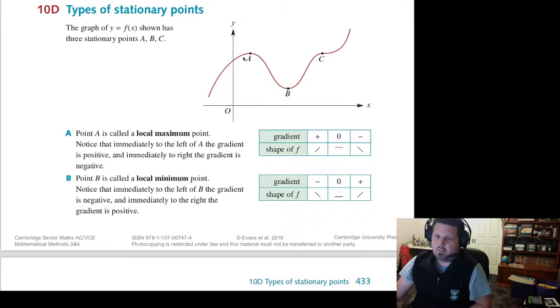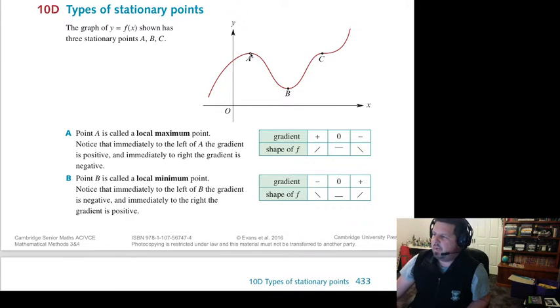Visually, in this particular case, where it's at the top, it's a maximum or a local maximum point. Here you can visually see again it's a minimum or local minimum, and here it's a stationary point of inflection. Now, how can you actually tell that?